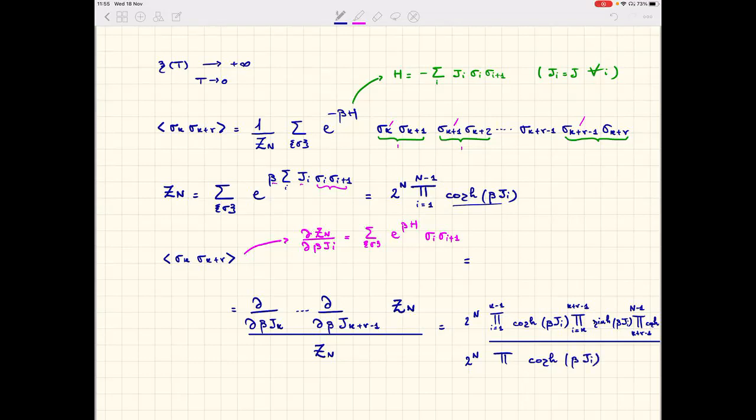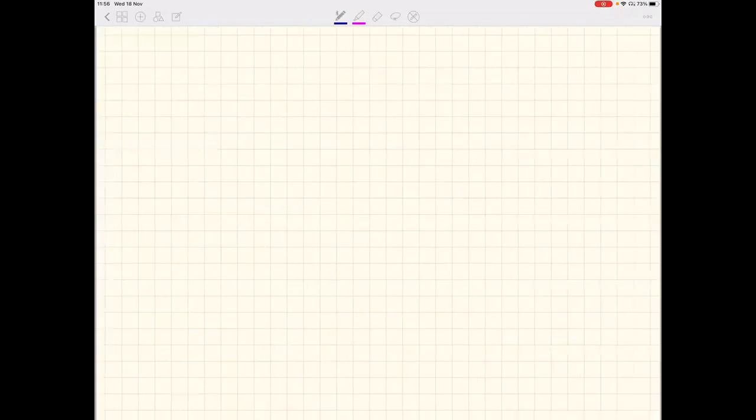Now you see that these ones will be gone with the equivalent ones downstairs. And what will remain, at the end of the day, is the product over i from k to k plus r minus 1 of the tangent hyperbolic of beta ji. Okay?